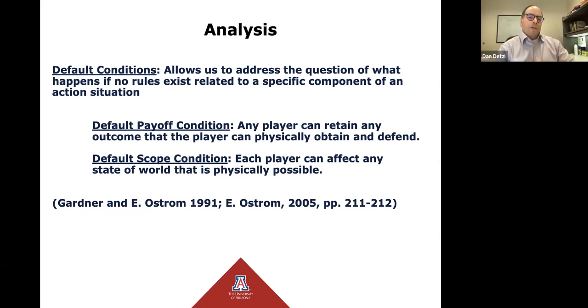So looking at default conditions that come from both, as it probably comes from before Gardner and Ostrom in 1991, but is repeated in Ostrom in 2005. This idea of if you don't have certain rule types, you go into a default condition. So when I think of scope rules and payoff rules and the absence of those or near absence, it tells me a few things. And I'm going to relate this to the national security construct in a second here. So default payoff conditions, any player can retain any outcome that the player can physically obtain and defend. And then default scope condition, each player can affect any state of the world as physically possible.